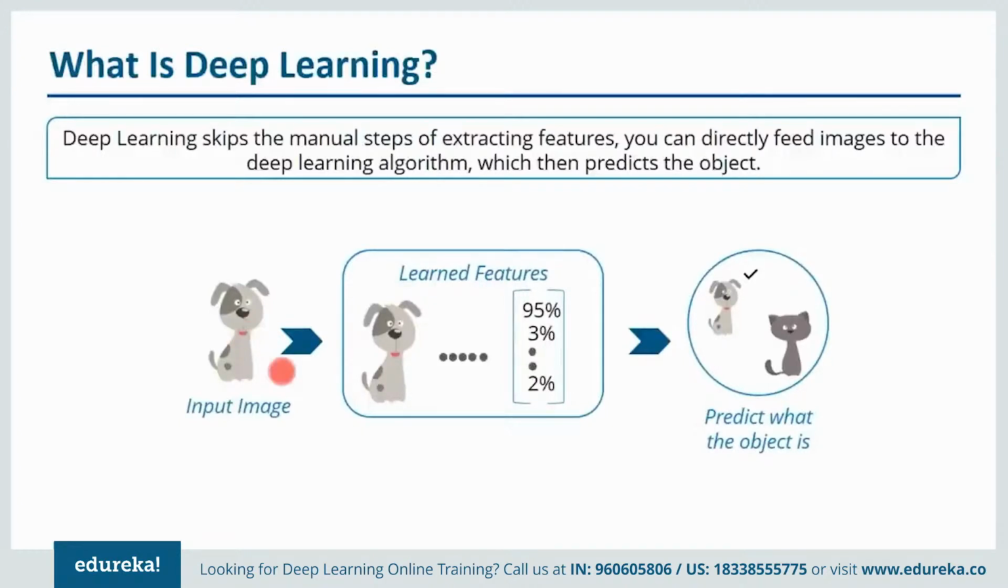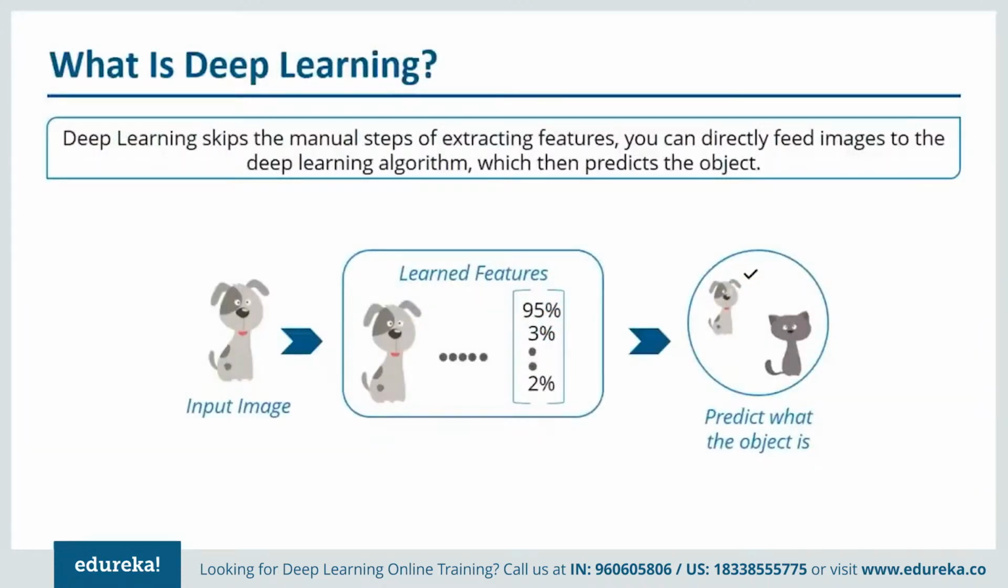So what happens here, we provide an input image of a dog, and then it will automatically learn certain features even if we don't provide it with those features. And after that, it will give us the probability, and according to this particular scenario, it says 95% chance of being a dog, 3% chance of some other animal, similarly 2% chance of some other animal. So since the highest probability goes with the dog, the prediction says that the input image is nothing but a dog.